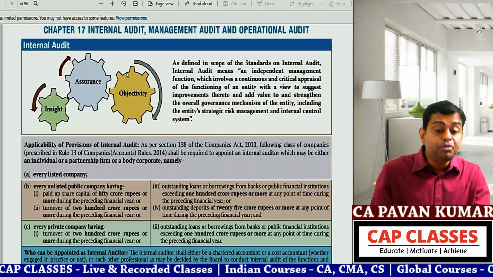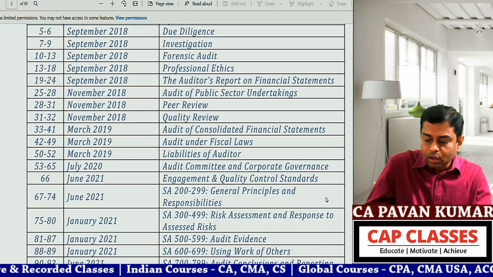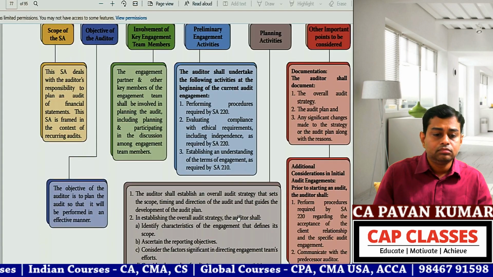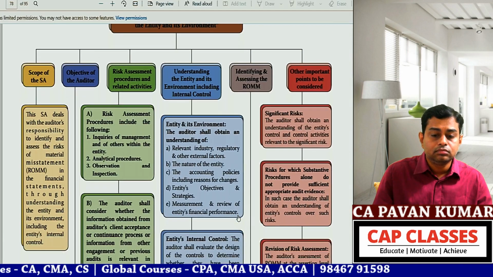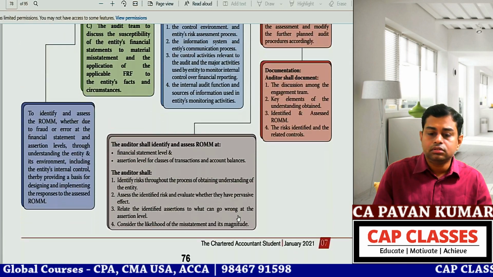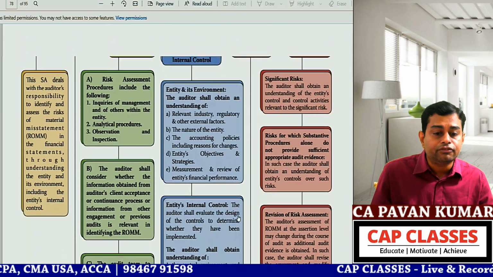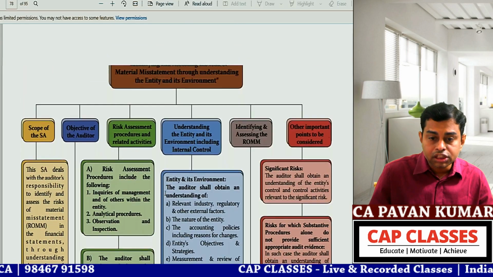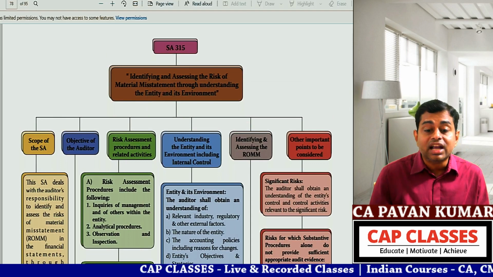Now, as per COSO, we are discussing this standard also. Three, one, five, where are elements of understanding the entity. You might have already studied this. What is this? Identifying and assessing the risk of material misstatements through understanding the entity and its environment.